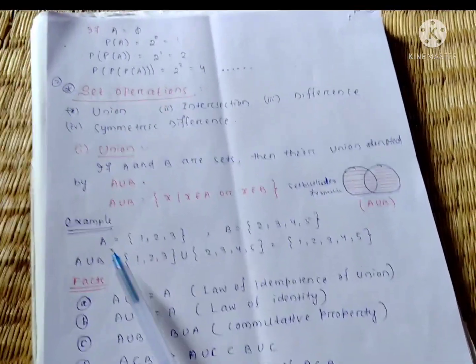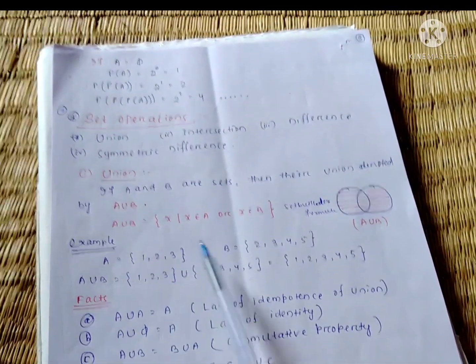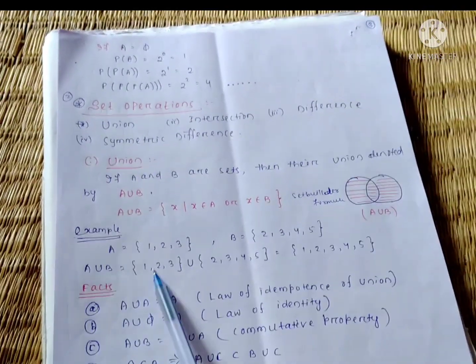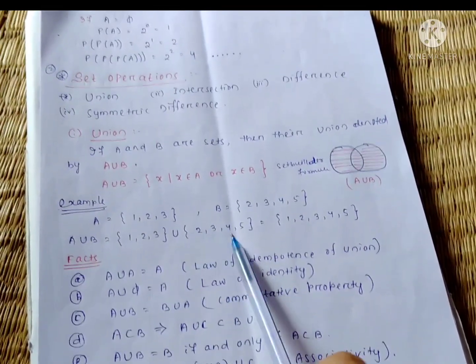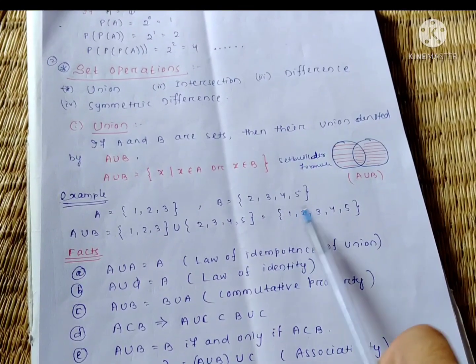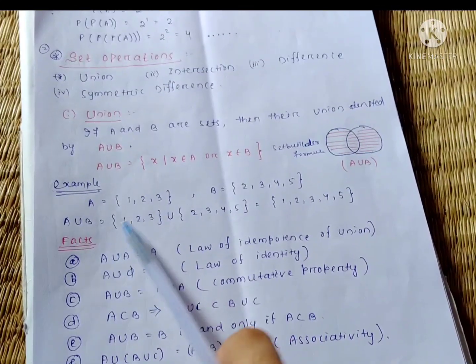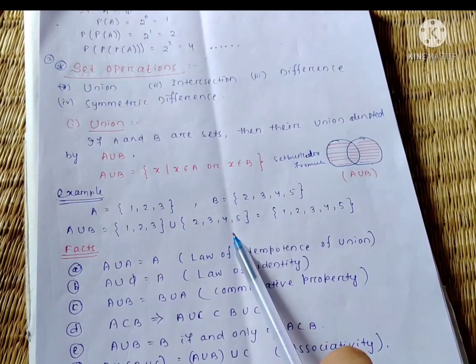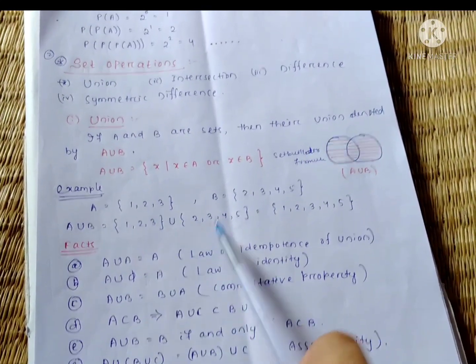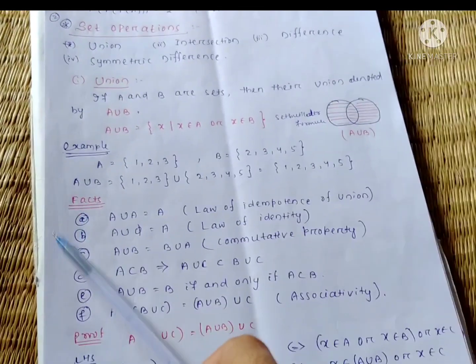एग्जाम्पल से समझते हैं. A equal to 1 2 3, B equal to 2 3 4 5, then A union B equal to 1 2 3 union 2 3 4 5, which is equal to 1 2 3 4 5. जो भी A के अंदर होगा या फिर B के अंदर होगा वो सारे एलिमेंट्स A यूनियन B के अंदर आ जाएंगे. कुछ फैक्ट्स के बारे में डिस्कशन करते हैं.